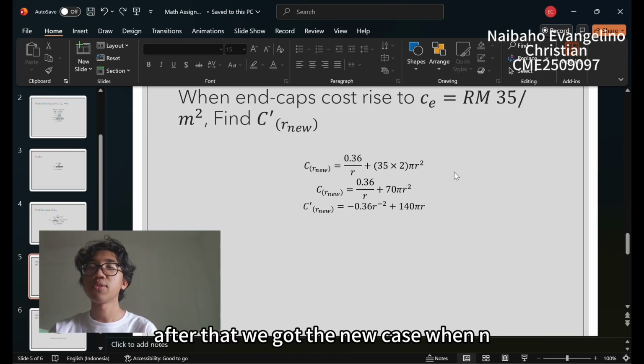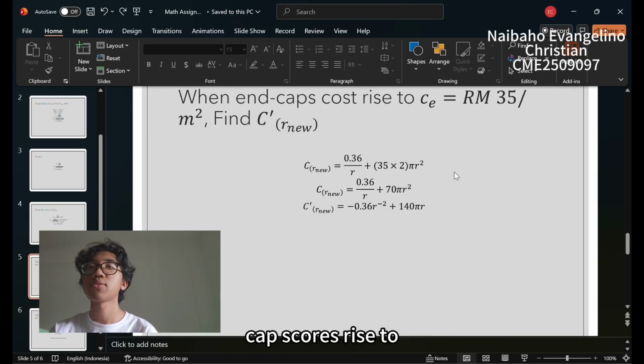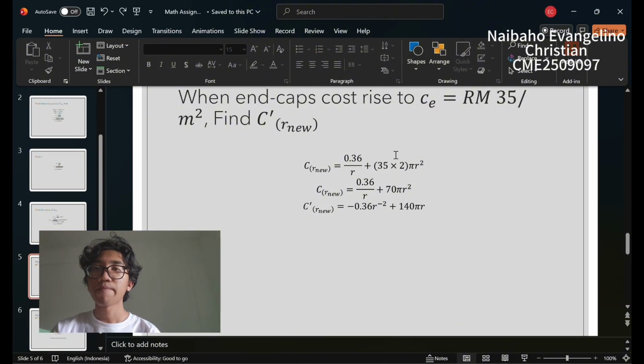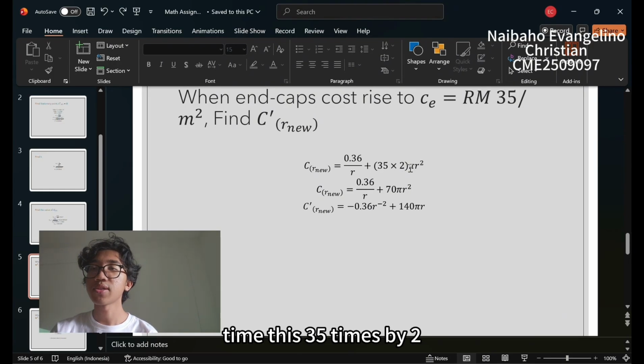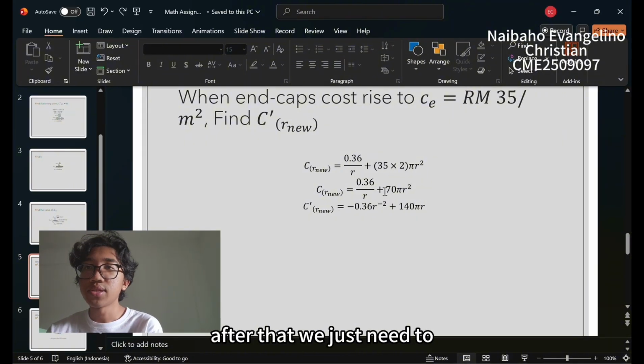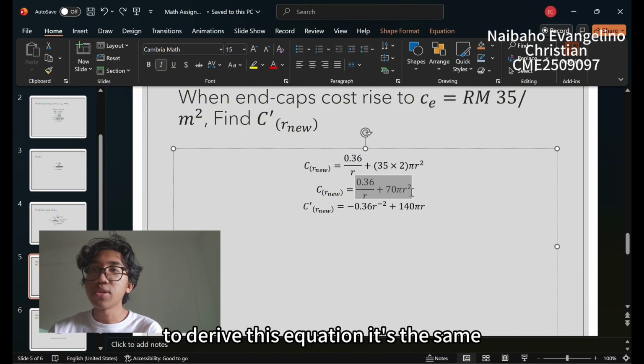After that, we have the new case, when the end cap's cost rises to 35 ringgit per meter squared. We need to find the new r here. So first we need to times this 35 by 2 because there is the bottom part and the top part. After that, we just need to derive this equation. It's the same.